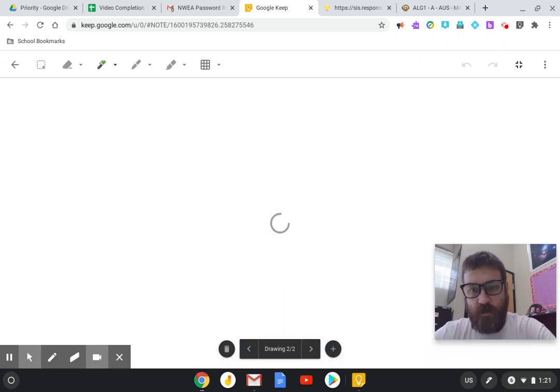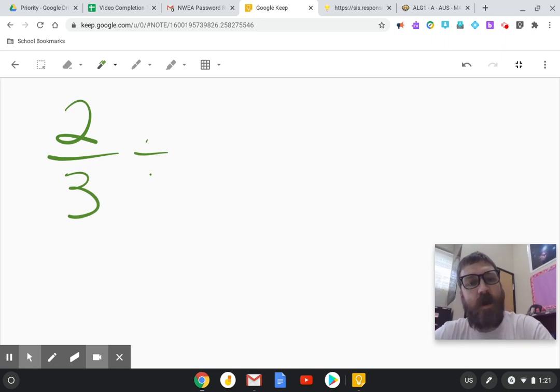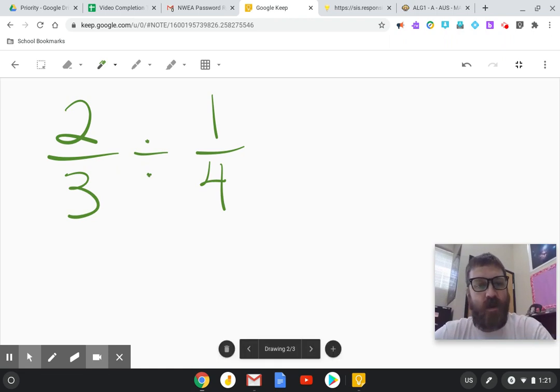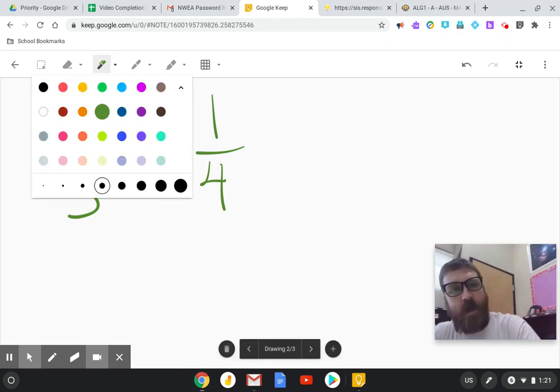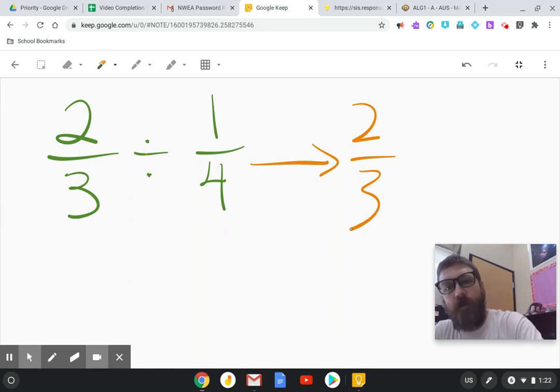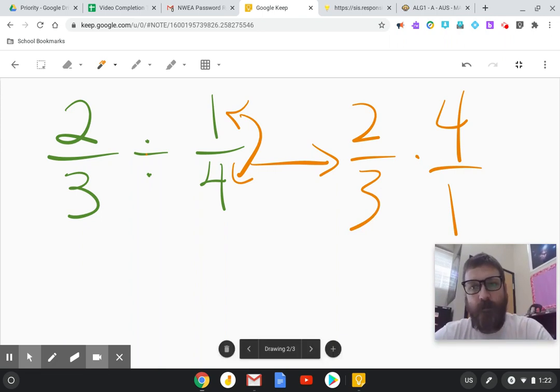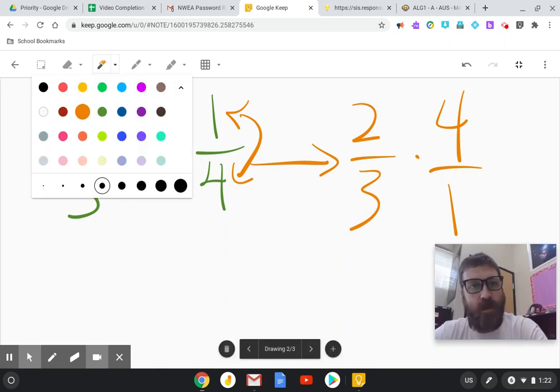Get a new drawing here. And division. So with division, if I have 2/3 divided by 1/4, the only difference between division and multiplication is that when you divide a fraction, you actually just need to rewrite that problem as a multiplication problem. And the way you do it is that in order to get division to become multiplication, you actually just switch this fraction. So 1/4 becomes 4/1.